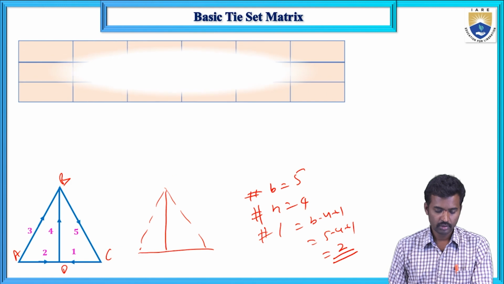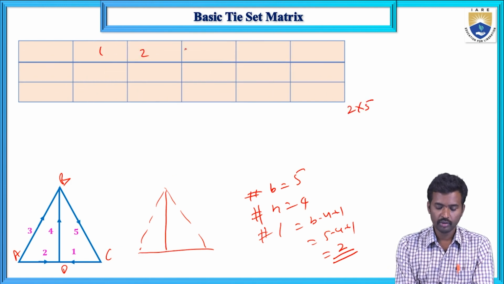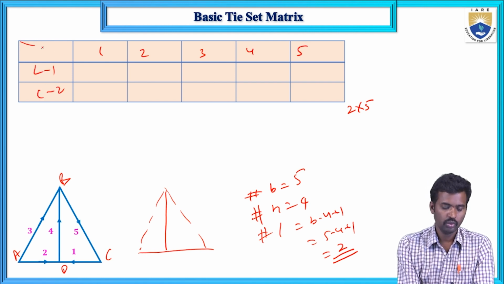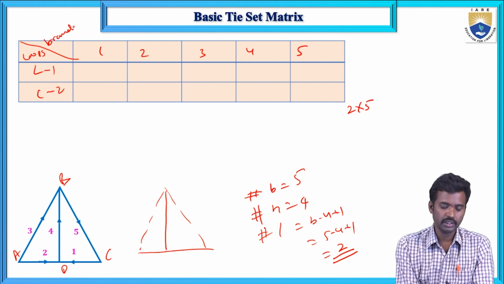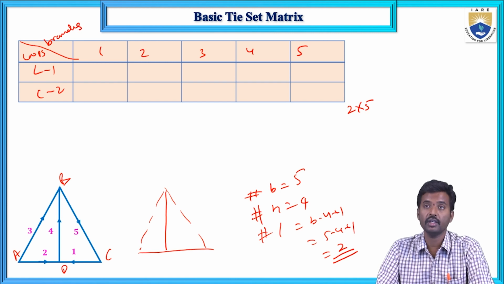Now here, 2 cross 5: 1, 2, 3, 4, 5, 6, link 1, link 2. These are the links or loops, and these are the branches. So now fill the elements in the basic tie set matrix.